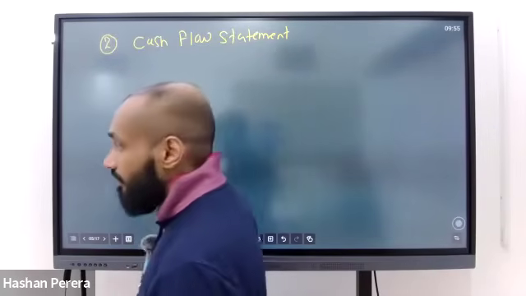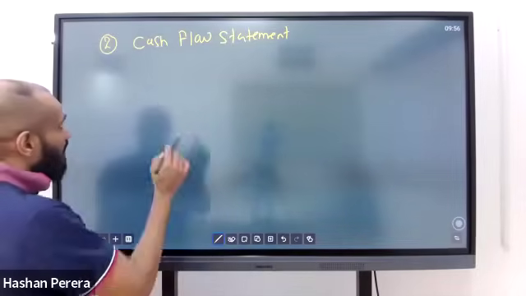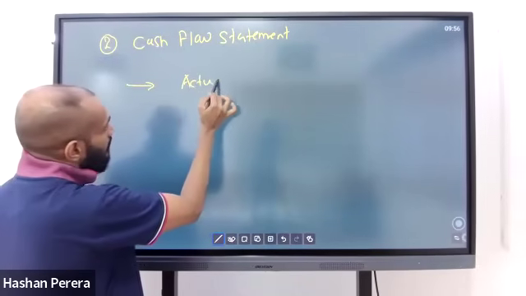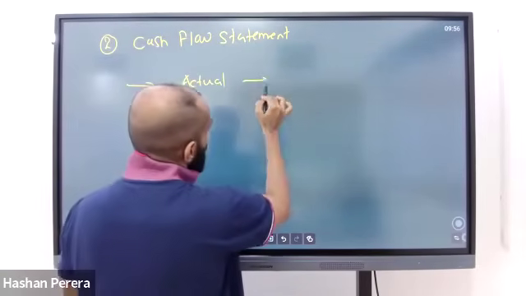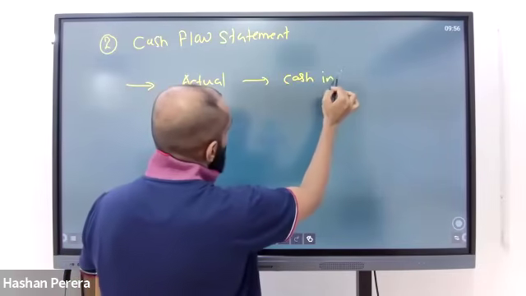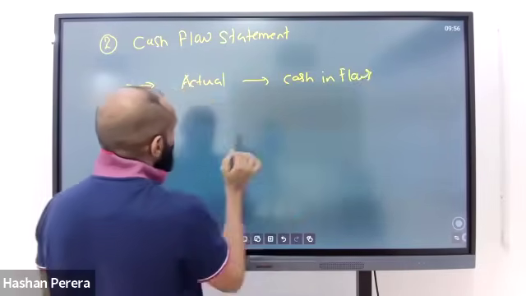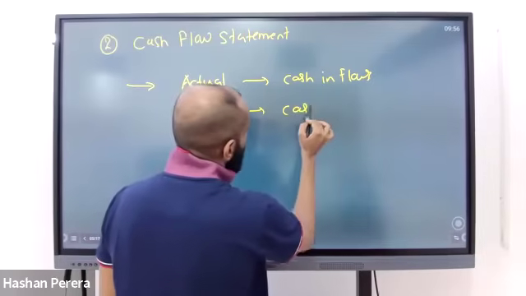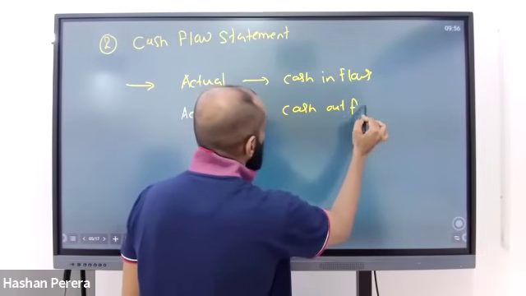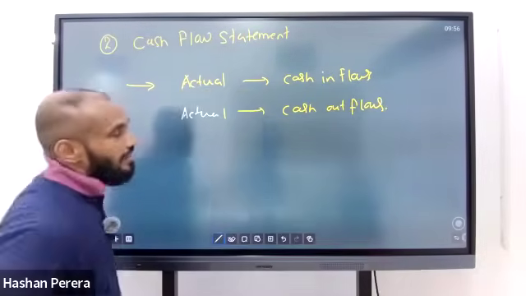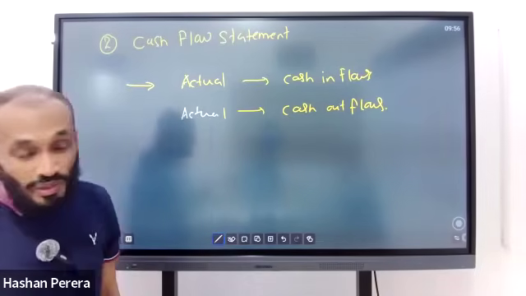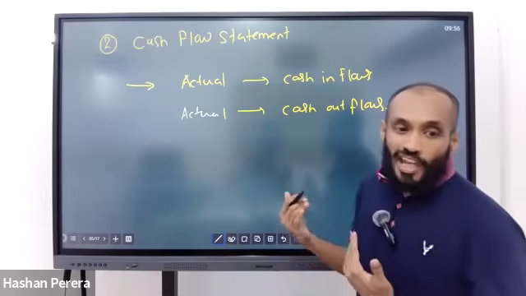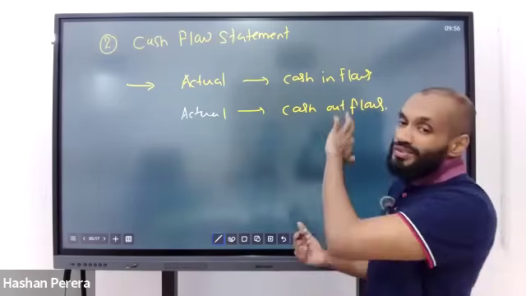Cash flow is a kind of document we are preparing, including mostly actual cash inflows and actual cash outflows. Clear? So with the cash inflow, what actually happened? Actually how much cash came? What happened to those cash?